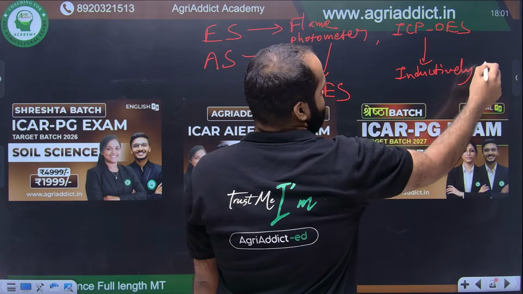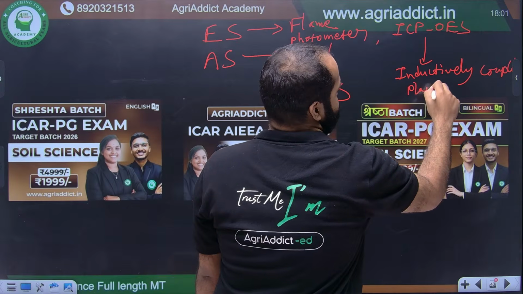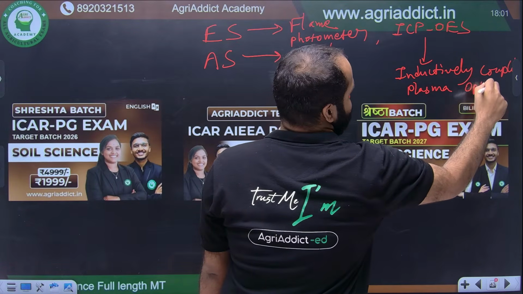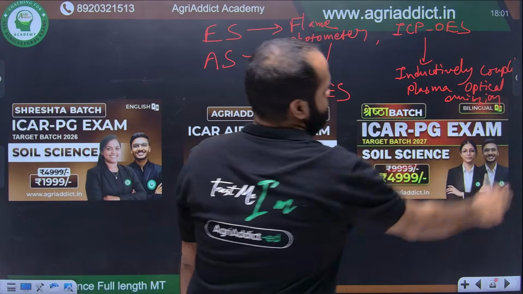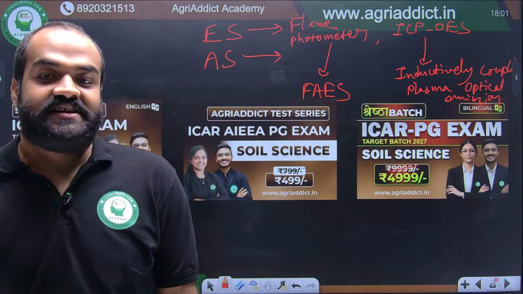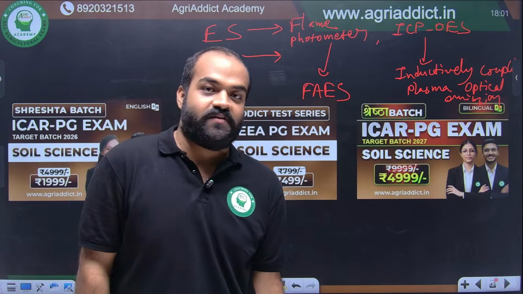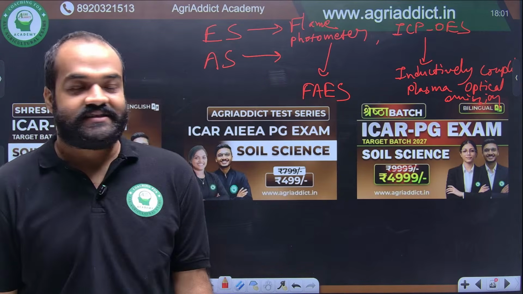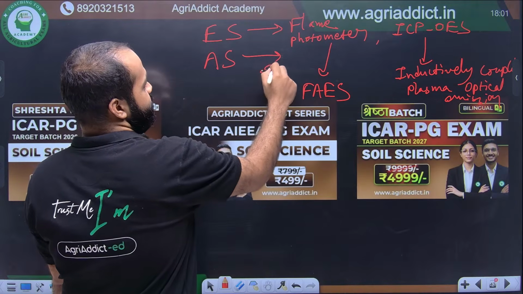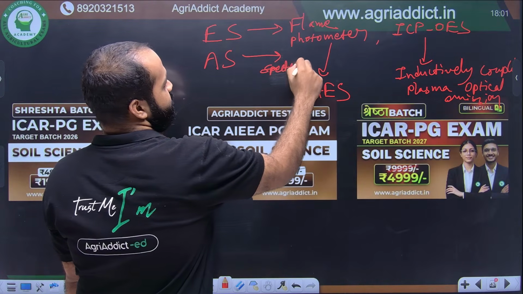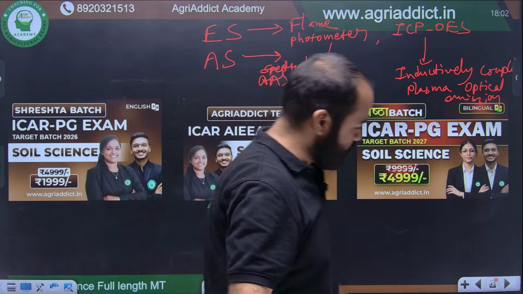inductively coupled plasma optical emission spectroscopy. All these are written in the old ISSS. Everything is there in the old ISSS, that chapter of analysis of fertilizer, soil and plants. Read that chapter very thoroughly. And absorption का जो सबसे जो important instrument है, that is spectrophotometer, और दूसरा is double S, atomic absorption spectrophotometer.